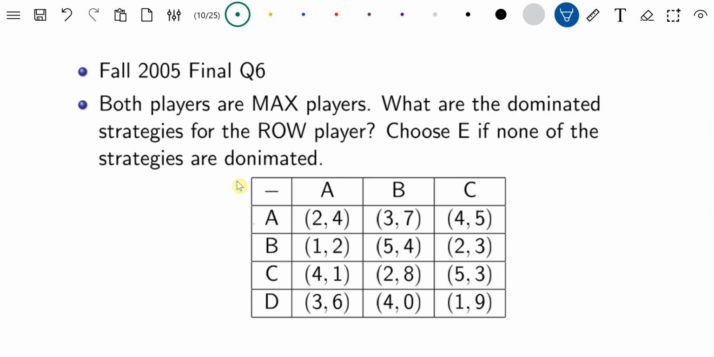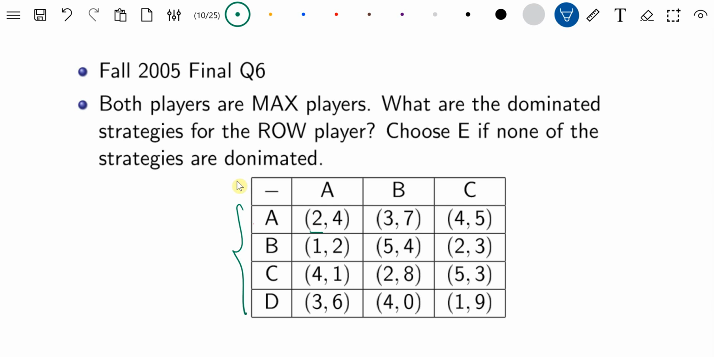The question here is asking to find the actions that survive iterative elimination of strictly dominated strategies. So we will basically keep removing the strictly dominated strategies until we have as few actions as possible. So here, let's look at the row player's actions first.